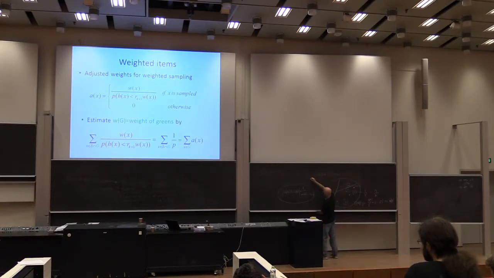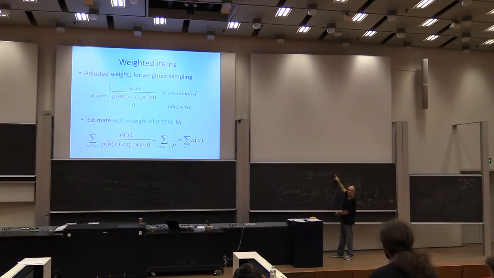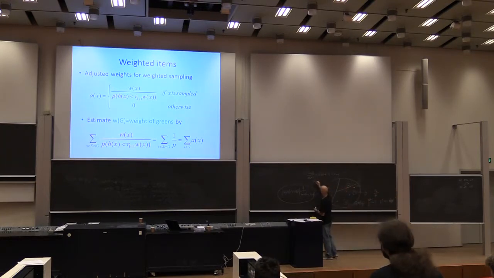If I use priority ranks, which are maybe the simplest to present, then I need the hash value of x divided by the weight of x to be smaller than this. And this happens with this probability. This is the uniform. Just transferring, this is equivalent to h of x being smaller than the k plus 1 rank times w. The probability of this happening is the probability of having x in my sample.